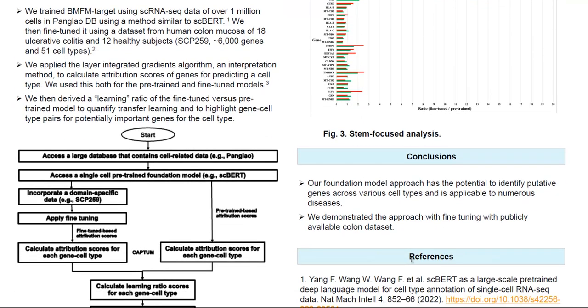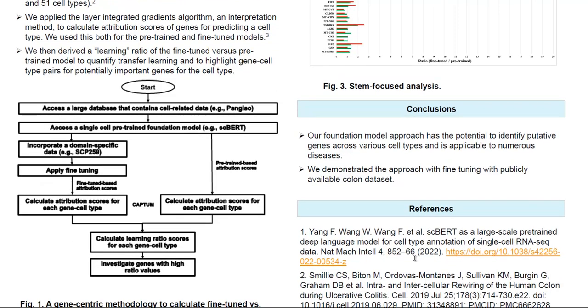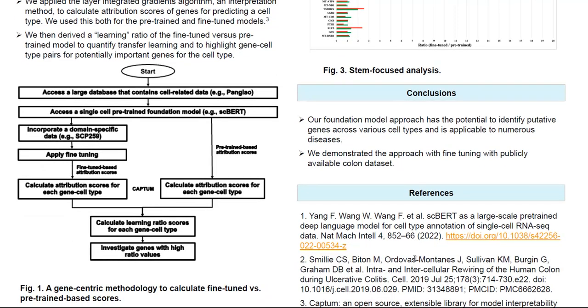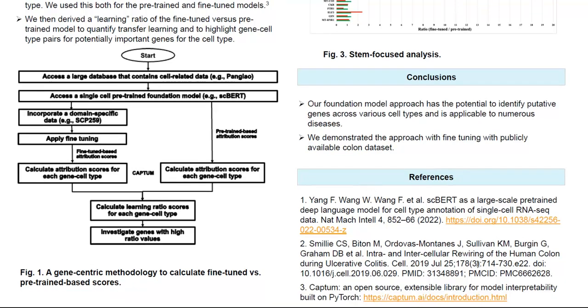So the conclusion is that we were able to come up with a method that takes into account pre-trained and fine-tuned methodologies, using Captum and attribution scores, to identify potentially interesting genes for further investigation. And here are the references: scBERT, SCP259, and Captum.